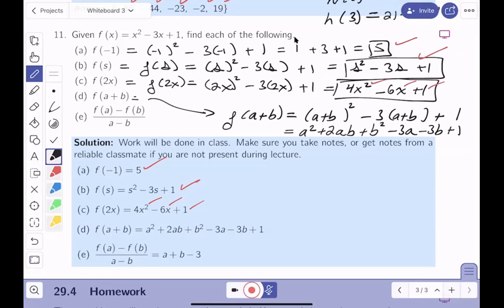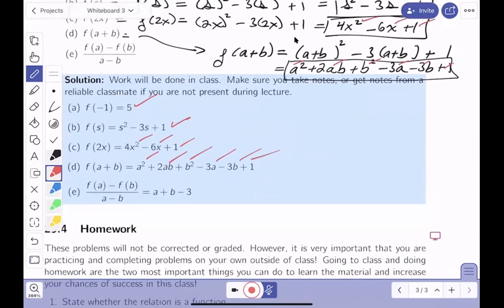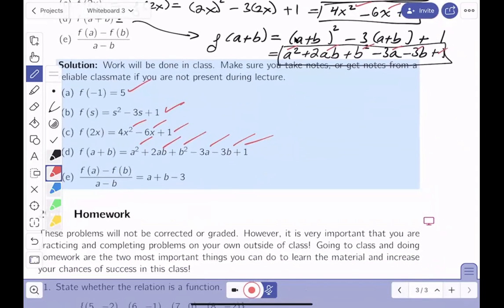All right, I'm going to put a box in that. I'm going to check it. A squared, 2ab, b squared, minus 3a, minus 3b, plus 1. Working beautifully. All right, E's a killer. I'll write it down for you, though. If you can write something down, there's a chance you might be able to do it. And I'll write this down for you.